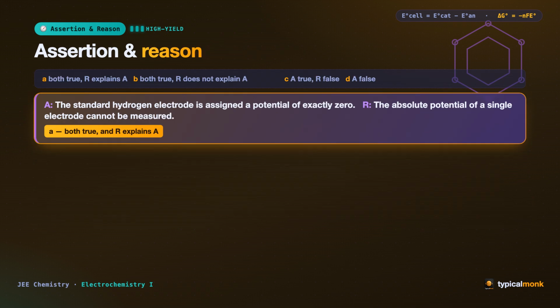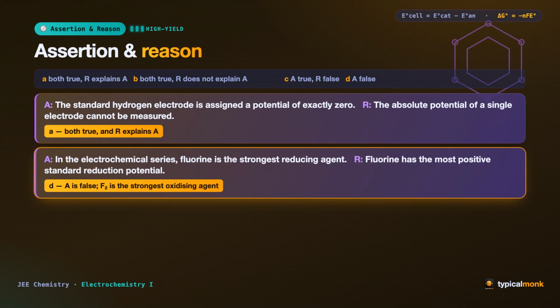Now an assertion and reason drill. For each pair, are both true, and does the reason explain the assertion? First pair. Assertion. The standard hydrogen electrode is assigned a potential of exactly 0. Reason. The absolute potential of a single electrode cannot be measured. Both are true, and the reason directly explains the assertion. We need a reference precisely, because absolutes cannot be measured. The answer is A.